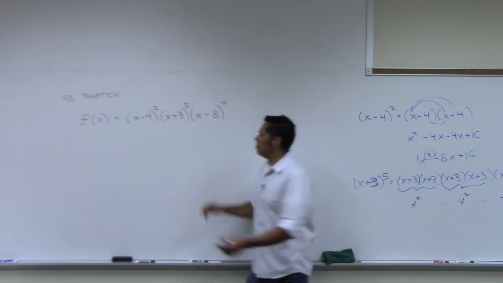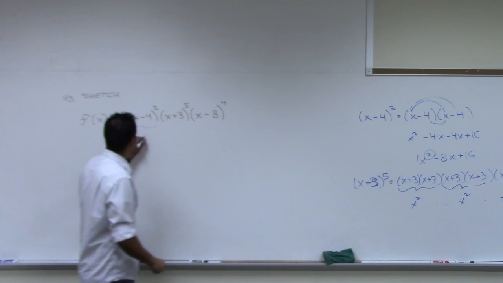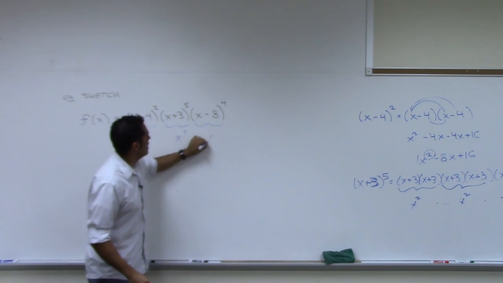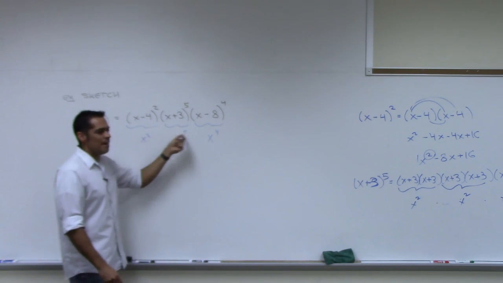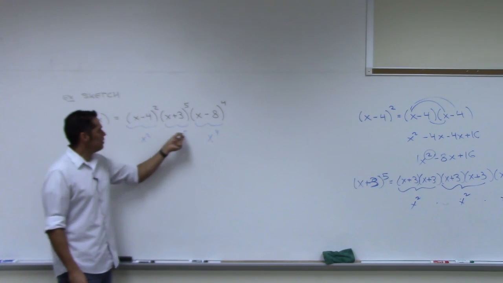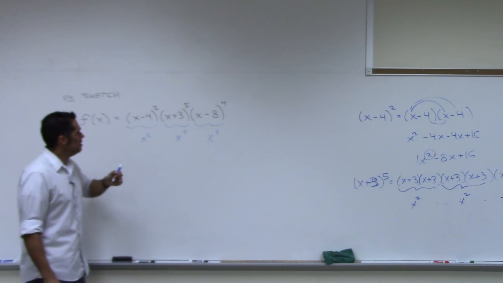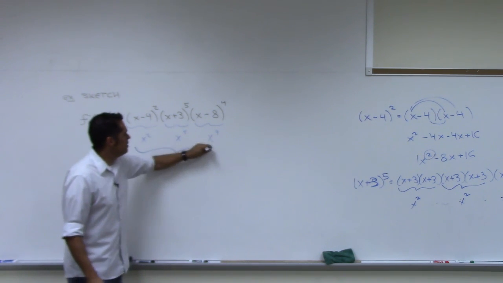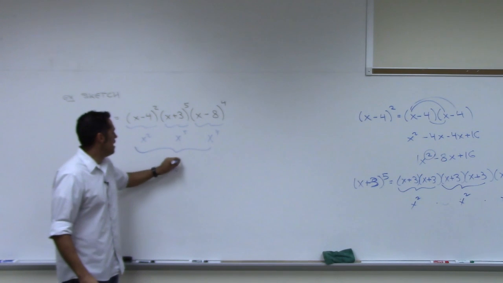So what we can do is we can really just say, hey, look, this is like x squared. This is really like an x to the 5th. And this is really like an x to the 4th. And then you just add up all the exponents. 2 plus 5 plus 4, which is 11. This whole thing behaves like an x to the 11th.